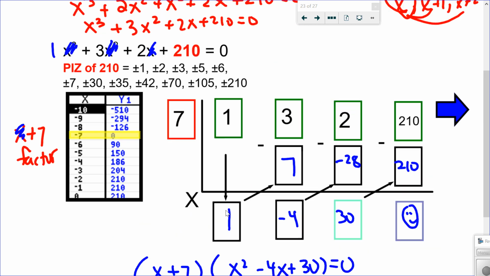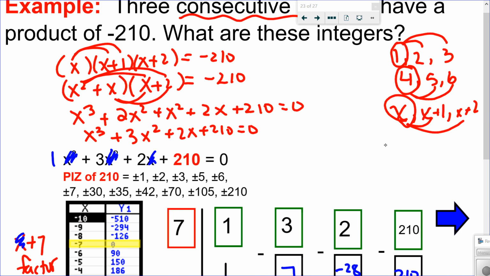So if we go back up here, what did we have? We had x plus 1, and x plus 2. Those are my 3 consecutive integers that have a product of negative 210.